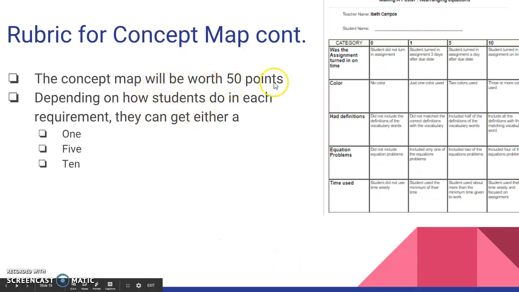Then the concept map will be worth 50 points. Depending on how the students do in each requirement, they can either get a 1, 5, or 10. And here, they would either score 0 if they don't do anything, a 1 if they do less than half, 5 if they do half of it, and then 10 if they meet all the requirements fully.